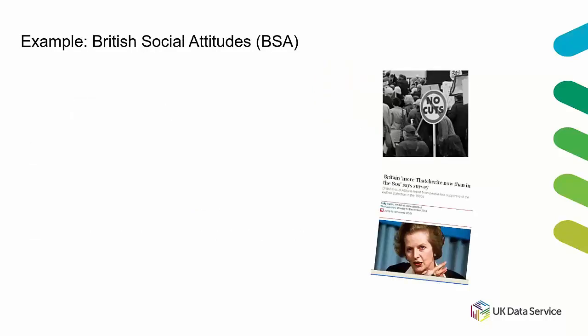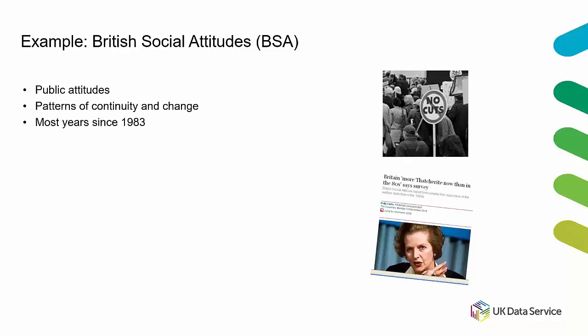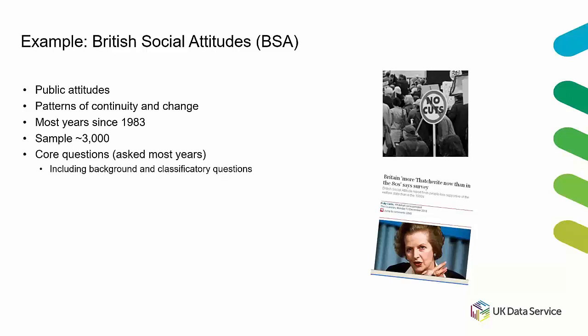Another example of UK survey data is the British Social Attitudes Survey. The British Social Attitudes Survey measures public attitudes in Britain, and its aim is to look at the patterns of continuity and change in social attitudes over time. It's been run every year since 1993, and like Jen said in the quiz earlier, there are over 30 years of data on the public attitudes, and it has a sample size of approximately 3,000.